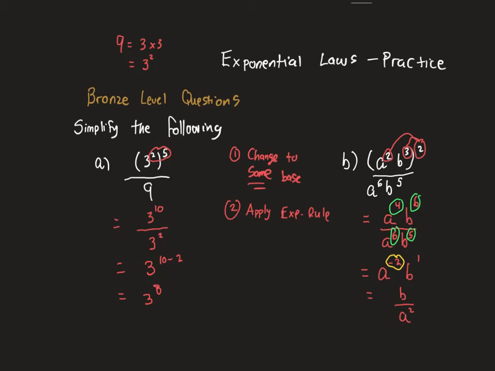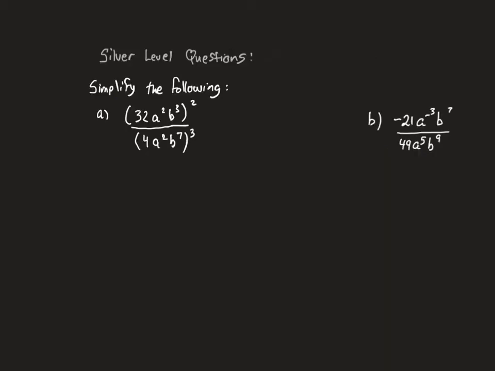So let's take a look at some step-up more questions. Let's look at the silver questions. So in these questions, you're going to see the silver level type of questions. And you can see that there's more going on. You have more steps going on here. So once again, you're going to change your base. Okay? So you want to change all your bases. So 32, can I make 32 and 4 into the same base? Yes, I can turn 32 into 2 to the power of 5. And I can turn 4 into 2 to the power of 2.